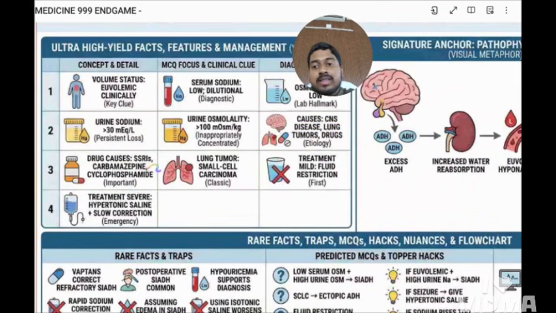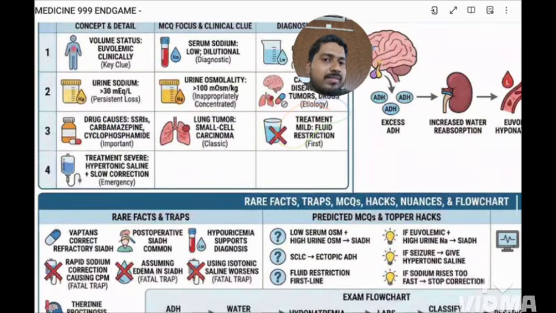Out of this, the most important I would suggest is carbamazepine. Carbamazepine you should know. One tumor which you should know is small cell carcinoma of the lung. So what is the treatment for this? Treatment is basic. If the body understands that there is less water, it will try to preserve water, right? So that is the reason behind mild SIADH.